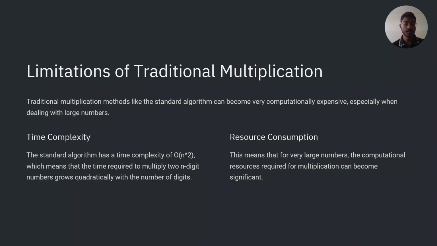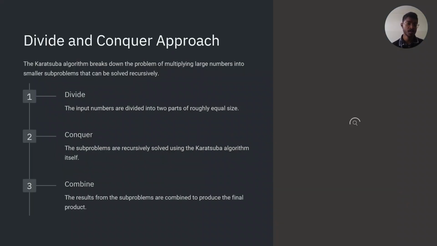Then let's head to our next topic. What is the divide and conquer approach? What approach do we follow in this Karatsuba algorithm? In this algorithm, we break down the problem of multiplying large numbers into smaller subproblems that can be solved recursively. The first step is divide, then conquer, then combine. Let's understand all three concepts one by one.